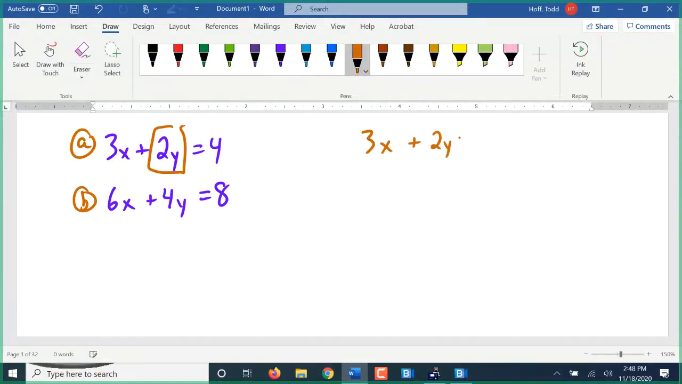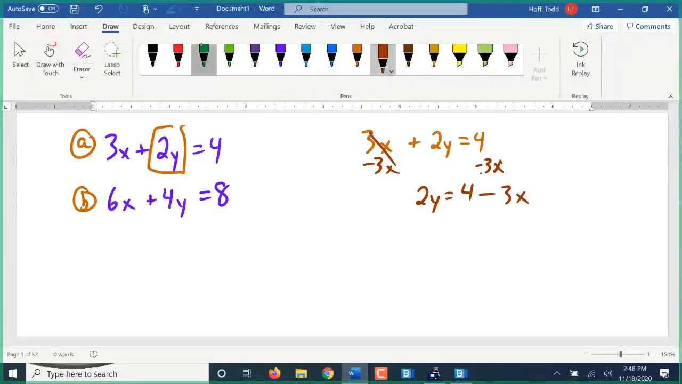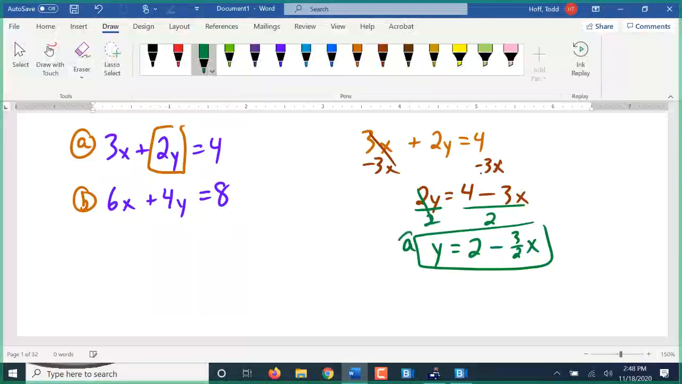3x plus 2y equals 4. I'm going to subtract 3x to get 2y equals 4 minus 3x. Then I'm going to divide by the 2. y equals 2 minus 3 halves x. That's equation A now that's been solved for y. Let's plug that into the other equation.